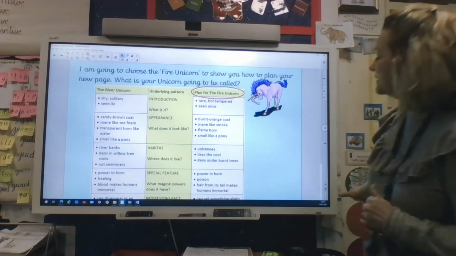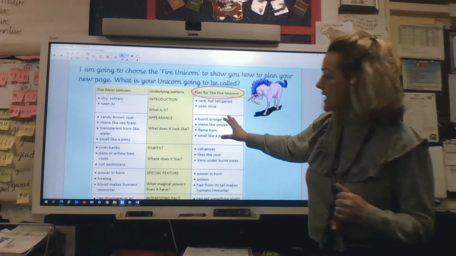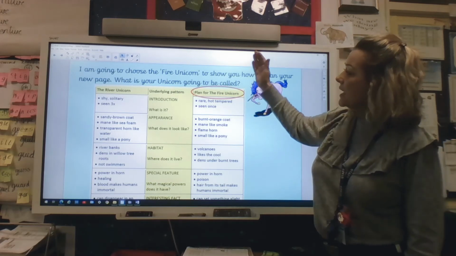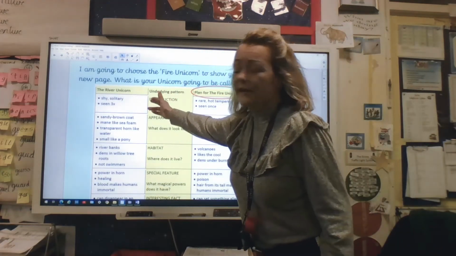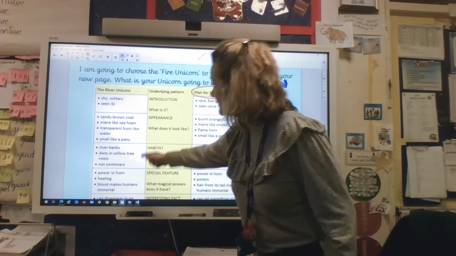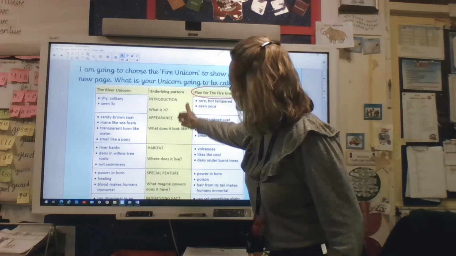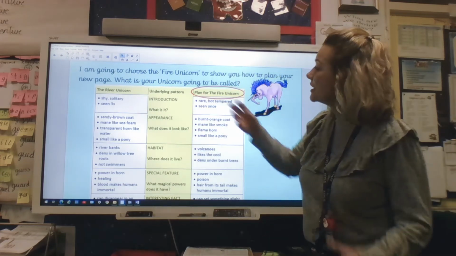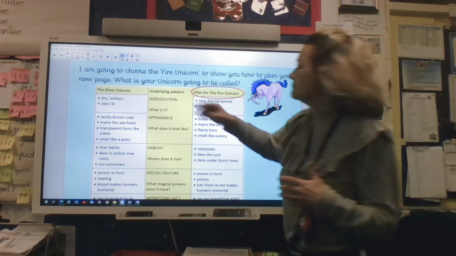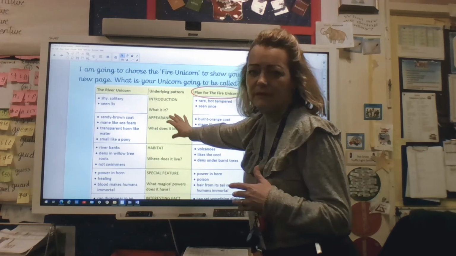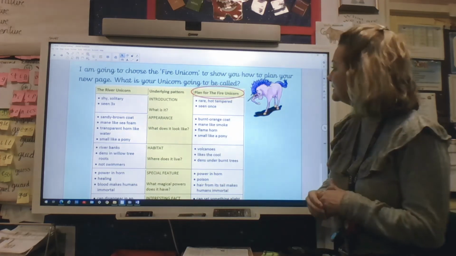So let's look at this grid in a bit more detail. Here's the grid again, only this time we can see what it looks like completed for the river unicorn. So this is the one that we've just read the text for. In the centre we have our column just saying to you, put your introduction here, put your appearance there, habitat there.